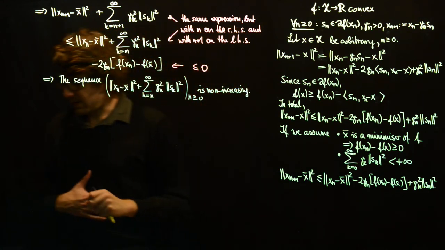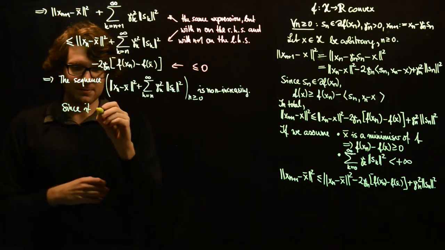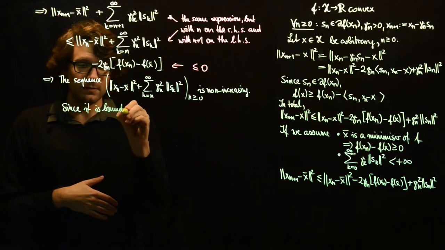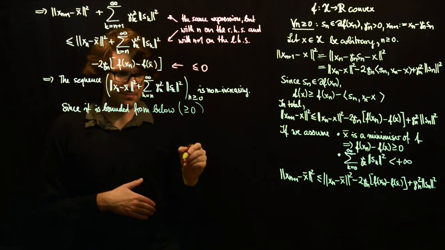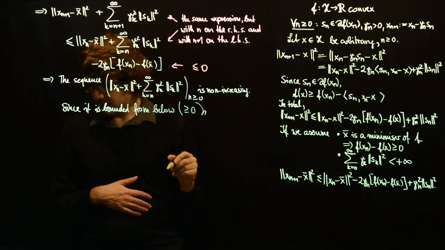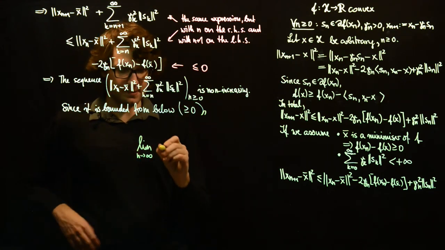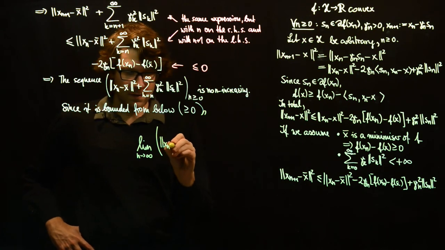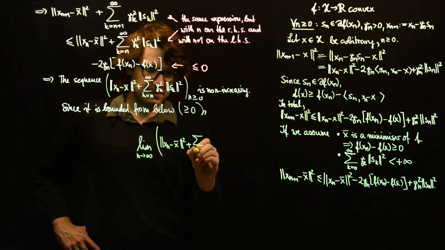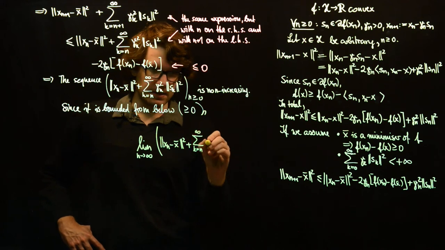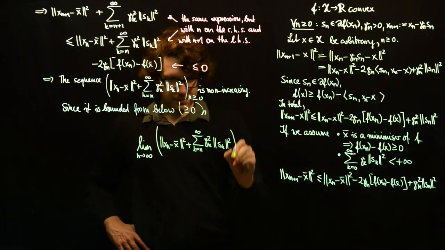And then we know that, since it is still the sequence, it is bounded from below, because it's non-negative. So then we have that the limit of this sequence exists. So the limit of the norm of xn minus x bar squared plus the sum of k equals n to infinity gamma k squared norm of sk squared. So this limit exists.